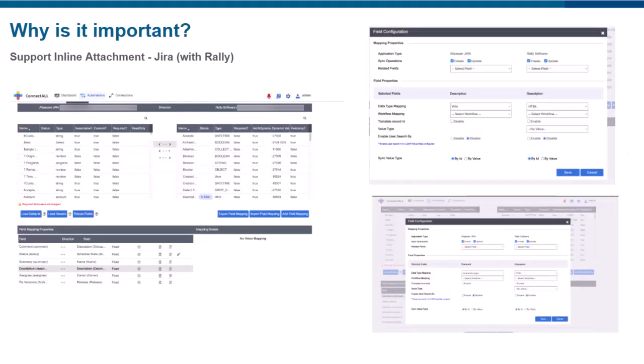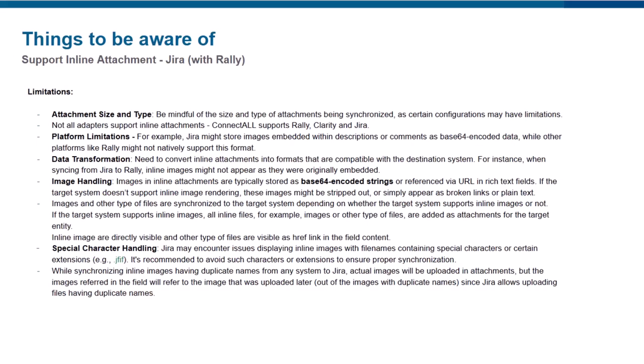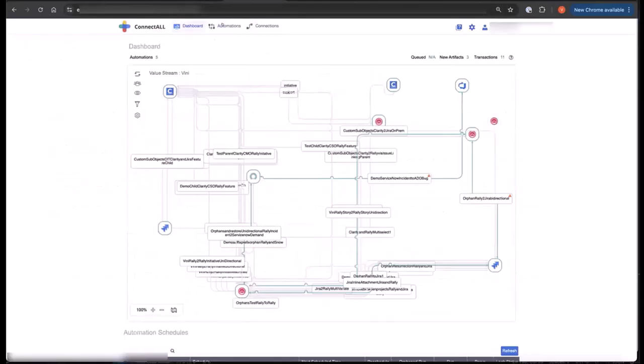As said, these are the configurations that I have given over here, but I'll quickly show a demo of how this works. The adapter combinations that we have validated are also placed on this document. We have validated Cloud Jira and on-prem Jira to Rally and Clarity. A couple of things we'll have to consider as limitations are the attachment size, the type, and the platform limitations, which we have called out in this documentation. Let me go quickly into the demo and show you how it got configured and how it looks.